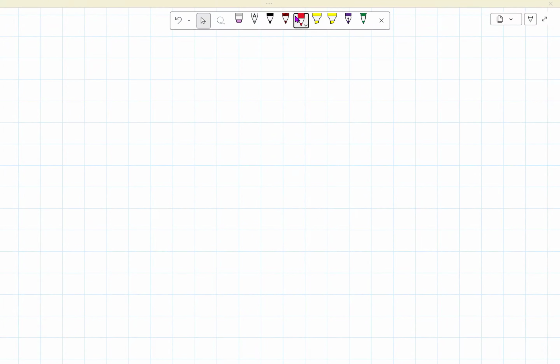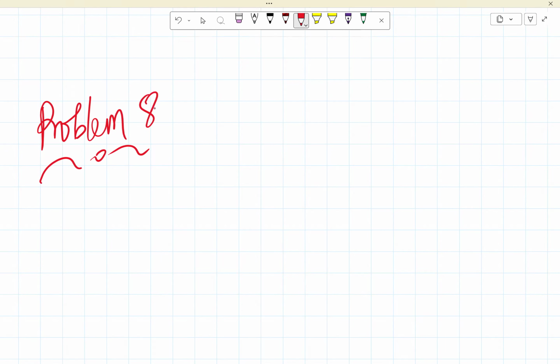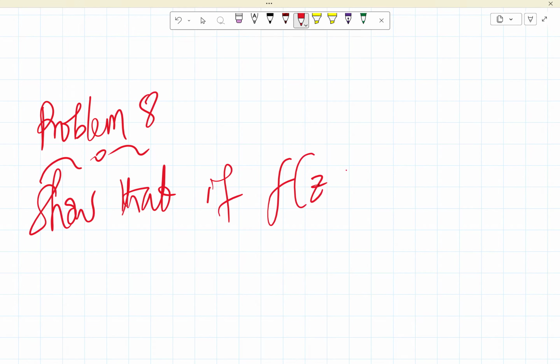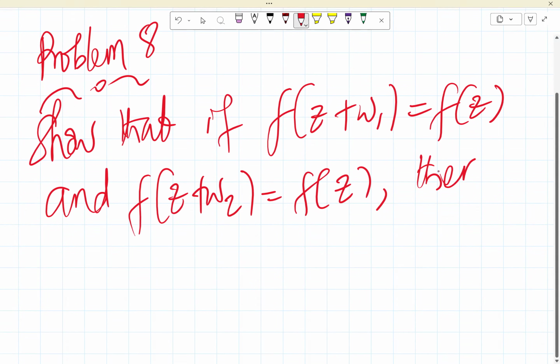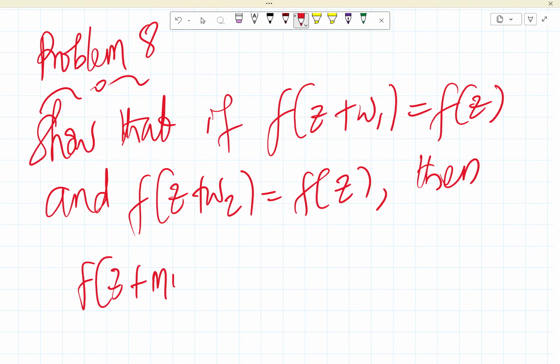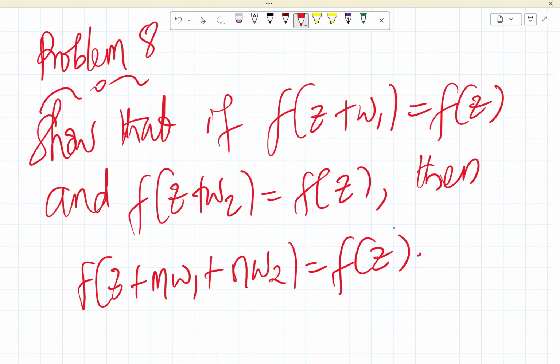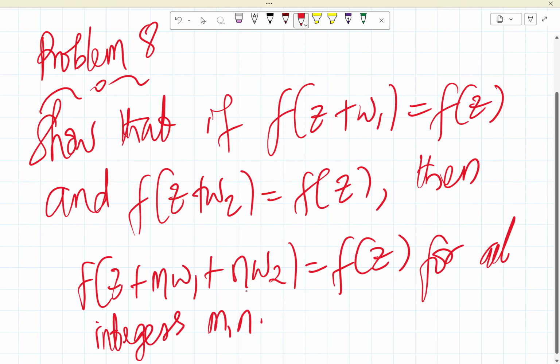Okay, so I start with problem 8. For problem 8, the question is to show that if f of z plus omega 1 is equal to f of z, and f of z plus omega 2 is equal to f of z, then f of z plus m omega 1 plus n omega 2 is equal to f of z for all integers m, n. So that's what we are expected to do.